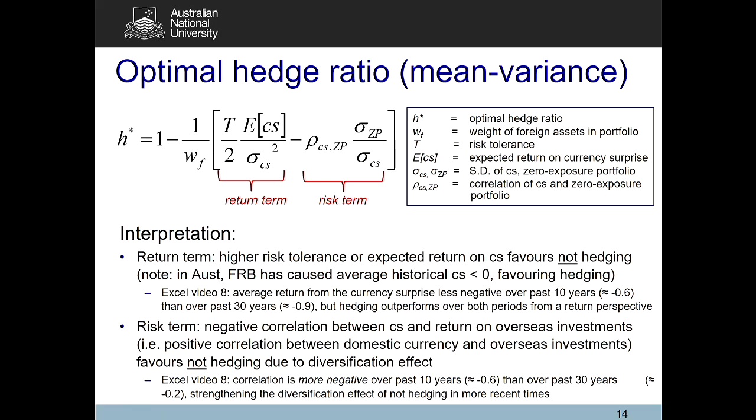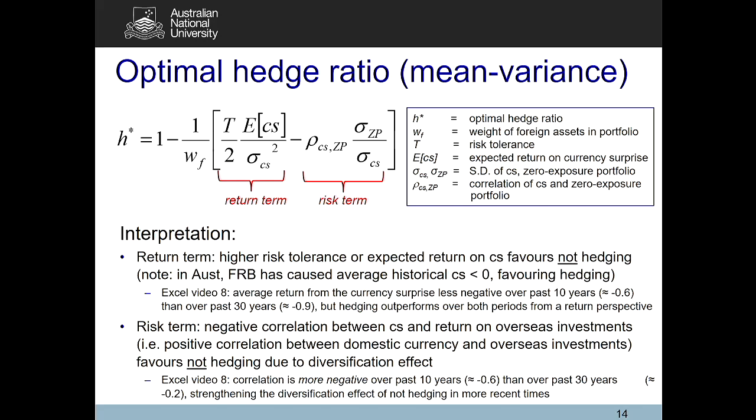Here the effect is actually becoming stronger through time. Over the past 30 years, this correlation term has been negative 0.2. Over the past 10 years, it's been negative 0.6. The diversification benefit of not hedging is becoming stronger through time. So from a risk perspective, there is more argument to being unhedged, particularly in the past 10 years compared to the past 30. Even over the past 30, you're better off from a risk perspective being unhedged, but the effect is strengthening.